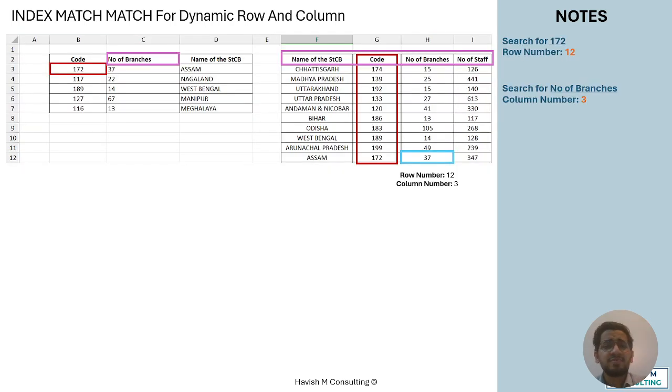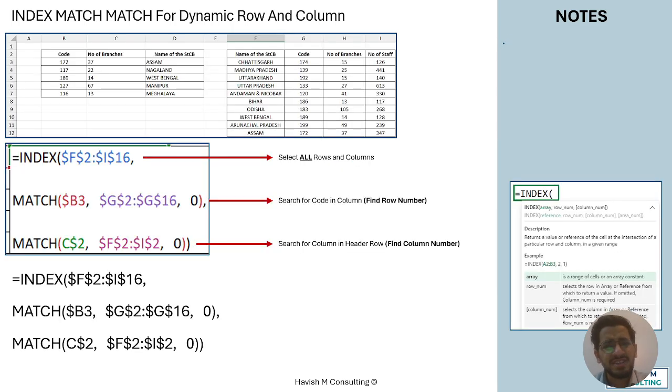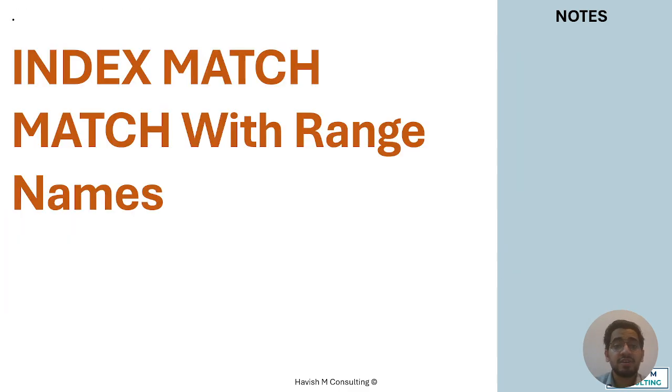Then we did index match with dynamic column number using the same concept of range name so that I don't have to go and manually select the range. I can type in the name that I have given to the range, and the formula will automatically understand what range of cells I'm referring to, right?